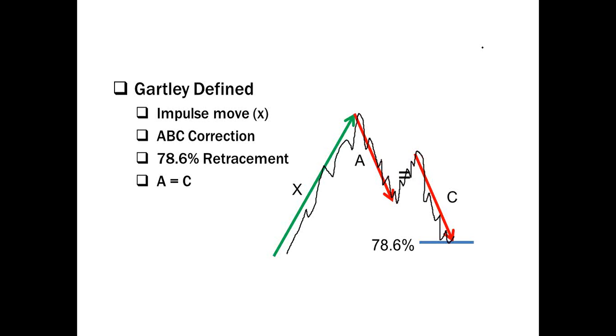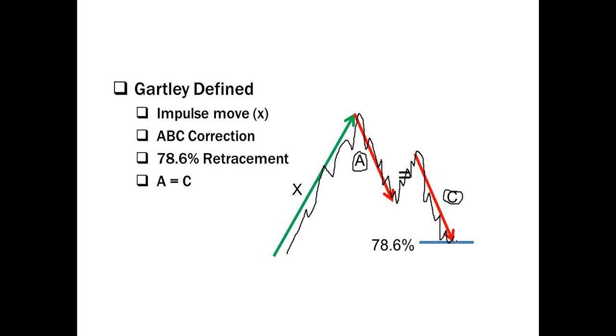Whenever you talk about equal in the Forex market or any market, it's hard to define equal. Like, if A right here is 80 pips and the length of C is, let's say, 70 pips, is that equal? No. So it's very subjective as far as what makes A and C equal. That's why we have what are called harmonics when it comes to the Gartley pattern, a set of rules, if you will, to where we're able to define whether the A and the C correction are equal.